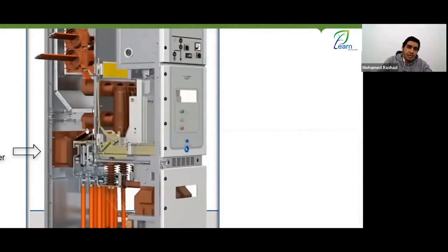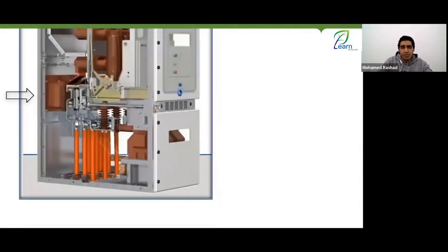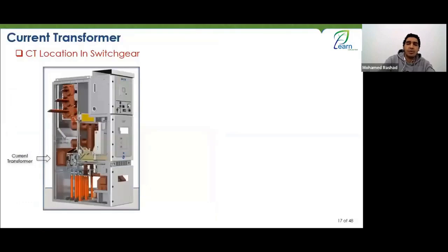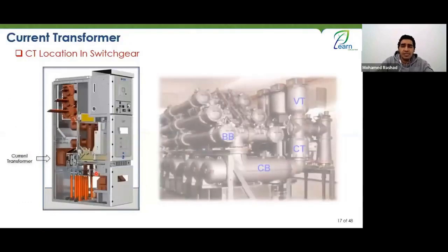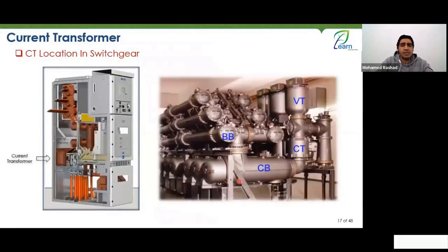It comes here first, exits the bus bar, enters a current transformer, then exits the current transformer, and connects here to the cable termination end where my cables are connected. If I am on a GIS, as you can see, this is an example of a GIS bay, which is a double bus.